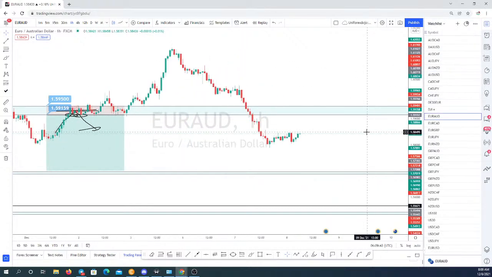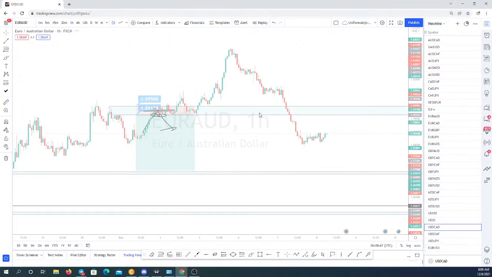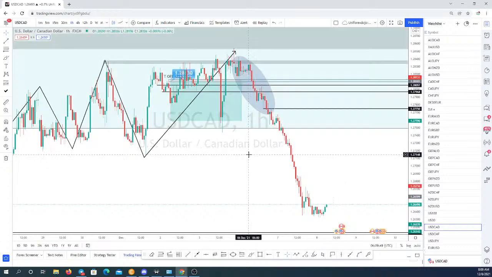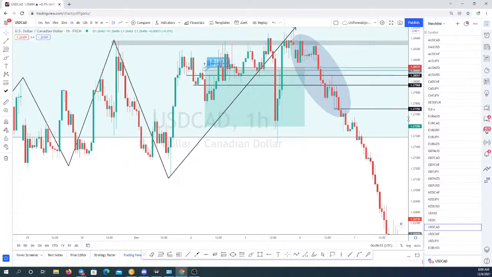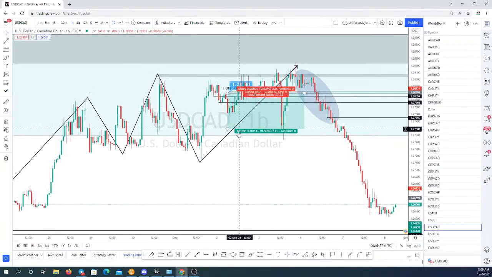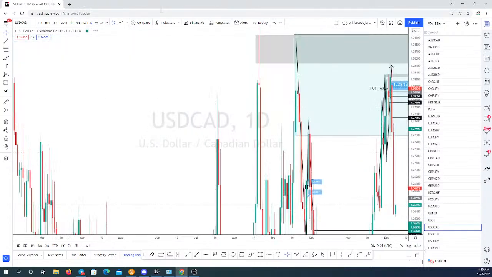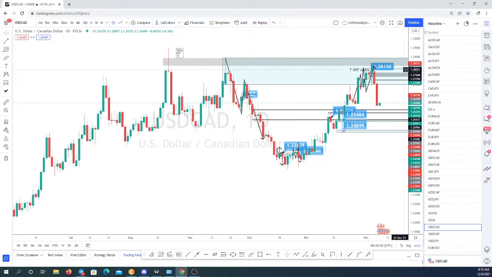Awesome. Start with UCAD. UCAD eventually tanked like crazy, but I don't think any of you guys got this. Probably got a break even. Yep, there's a break even. Let's start with the daily, see where we are. Oh, there's a massive tank.